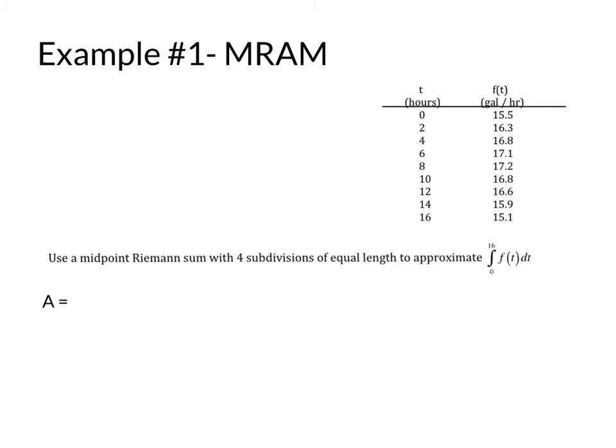So first we'd be going from 0 to 4 for one of our intervals, and then from 4 to 8, 8 to 12, and then 12 to 16. And so that's going to be our 4 subintervals if we were to graph this. And since it's asking for a midpoint Riemann sum, we're going to want to take the midpoint of each of those subintervals. So the midpoint from 0 to 4 is 2, the midpoint from 4 to 8 is going to be 6, and then the midpoint from 8 to 12 is 10, and from 12 to 16 is 14.